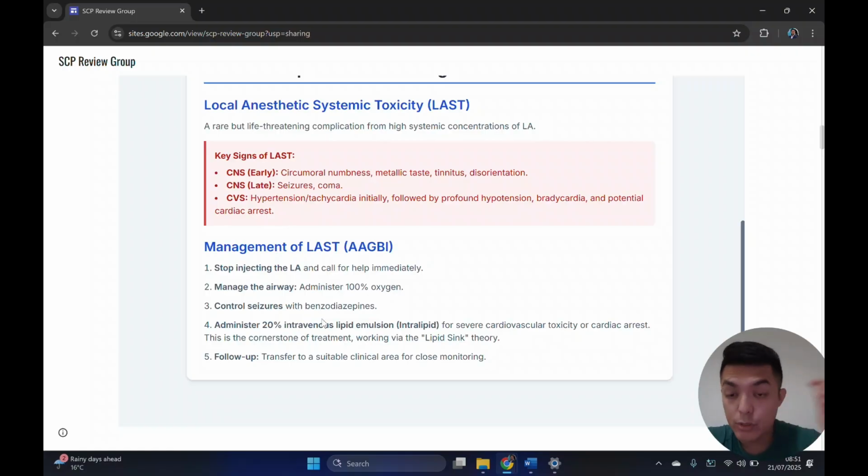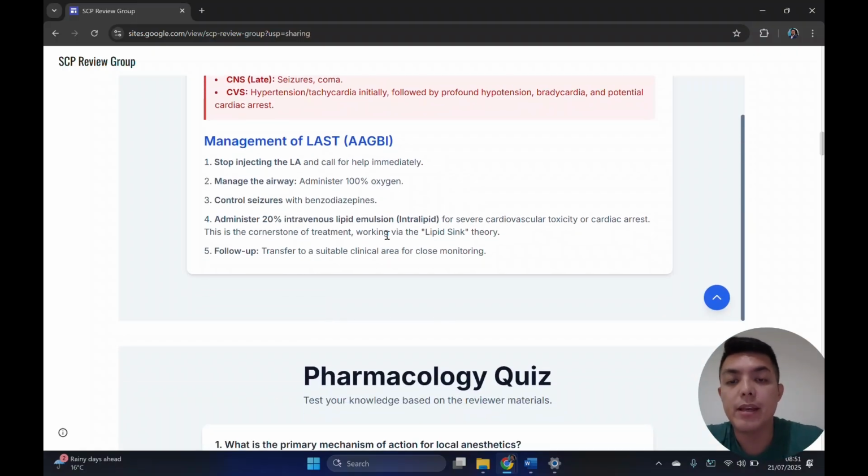Next is to administer 20% intravenous lipid emulsion, or intralipid, for severe cardiovascular toxicity or cardiac arrest. This is the cornerstone of treatment, working by the lipid sink theory. The intralipid creates a lipid sink wherein the local anesthetic goes to it, so it won't go to your brain, the CNS, and other major organs. Next is follow-up: transfer to a suitable clinical area for close monitoring.